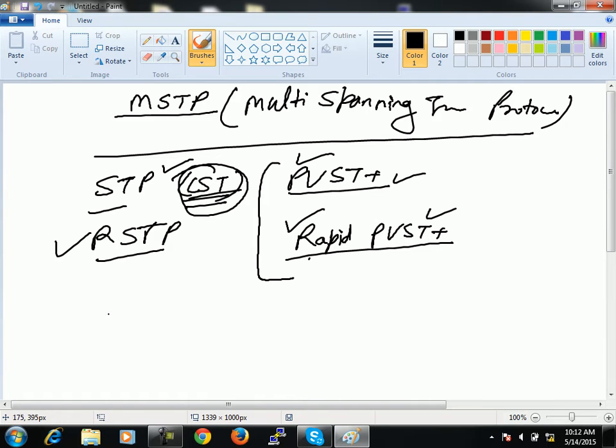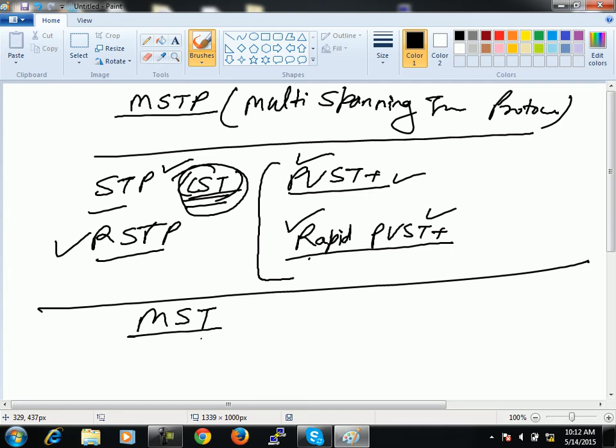So finally they launched MST, multi spanning tree, and this MST actually works in between CST and PVST. It does not work the same as CST, and also it does not work the same as PVST. However, by default the behavior of MST would be the same as CST. I will let you know that the default behavior of MST would be the same as CST. I will be discussing it with you later on, and we will even prove that by default the behavior of MST is the same as CST, or you can say by default MST works the same as CST.